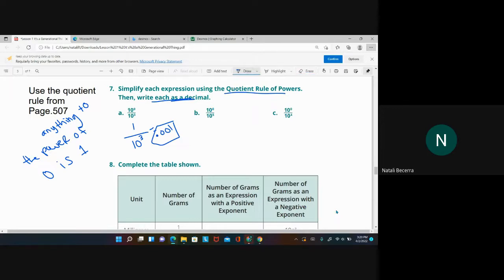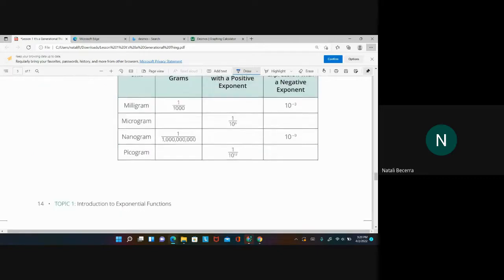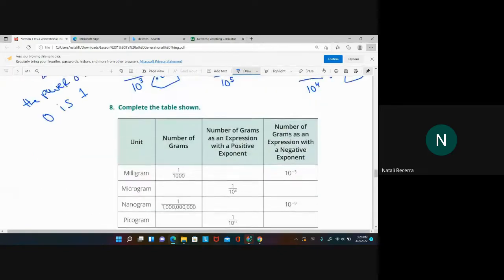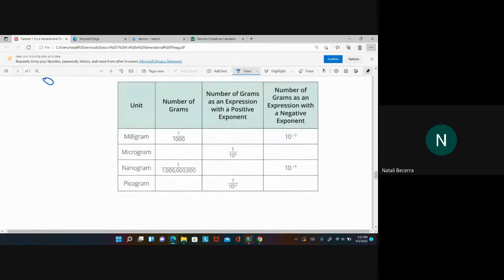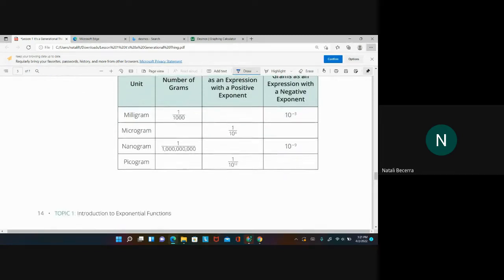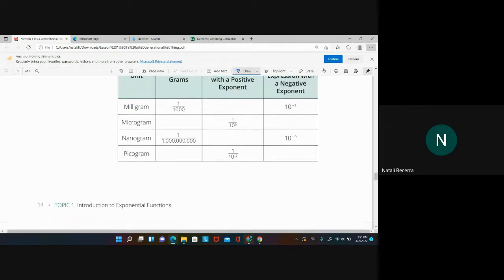Same thing here. 10 to the power of 0 is just 1, over 10 to the power of 5. You can't simplify that, so again, just put it in the calculator and get the decimal. Same thing here. 10 to the power of 0 is just 1, so just 1 over 10 to the power of 4, because you can't simplify that. You're going to get a decimal. All right, and then right here, we're not going to do this, but that's just to give you an idea of what it looks like as a fraction and as a decimal.